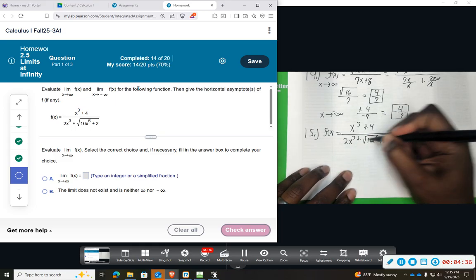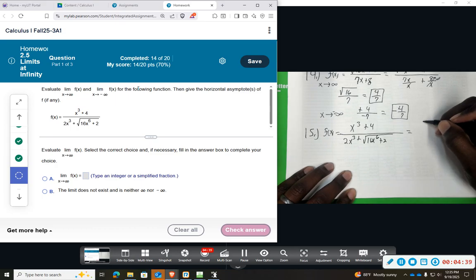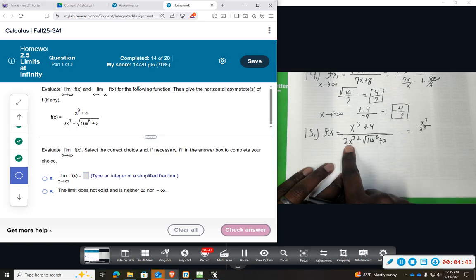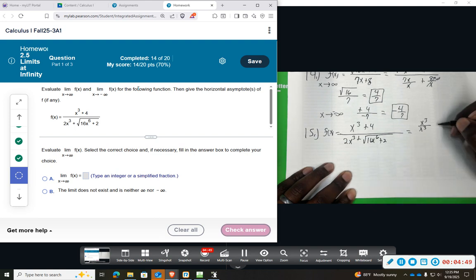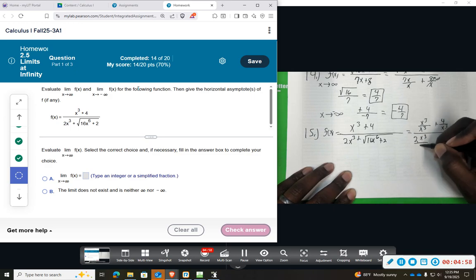So I'm going to think about dividing everything by x to the third. So if I have x to the third divided by x to the third, that's the biggest degree on the bottom. You have the x to the 6, but you take the square root, divide that by 2, you still get x to the third. And then in the square root, we are doing x to the 6.